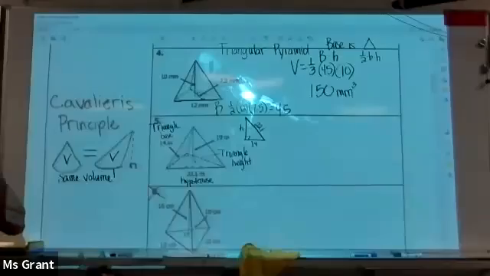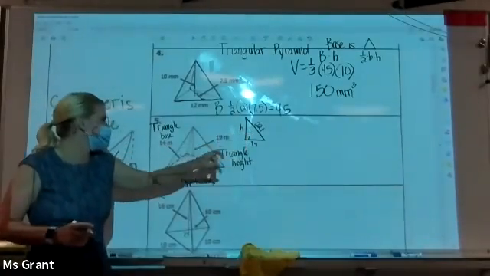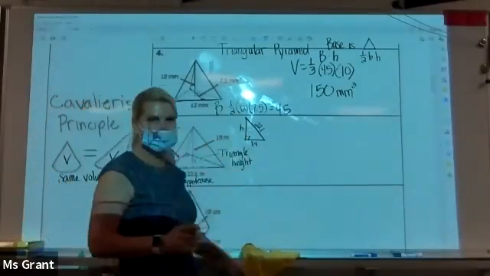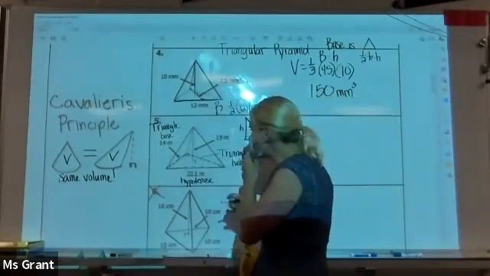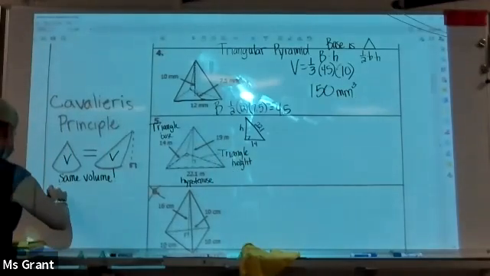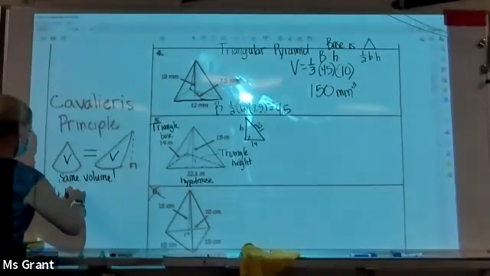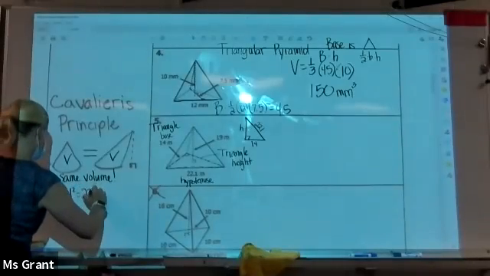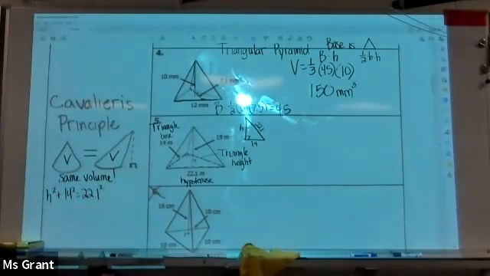How do I find the height? This is the base of my pyramid. How do I find the height? Pythagorean theorem. I'm going to do it to the side because I need the space. H squared plus 14 squared equals 22.1 squared.